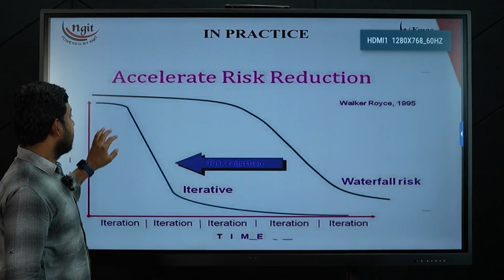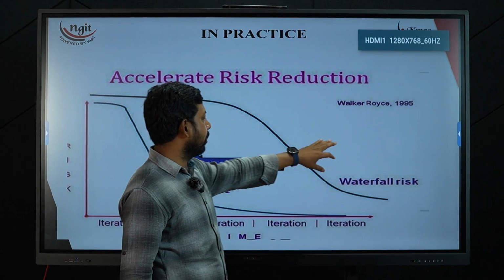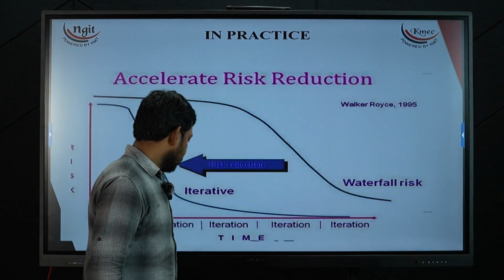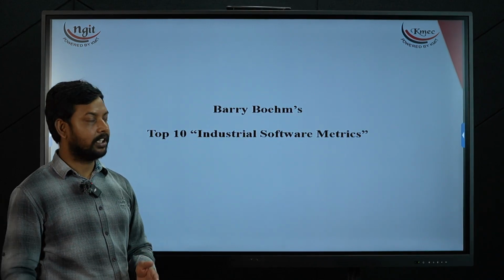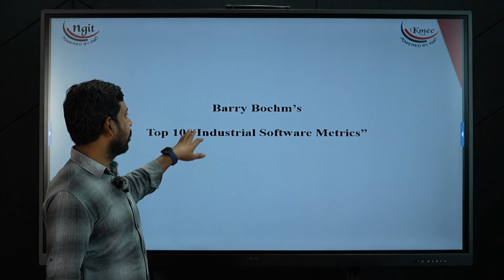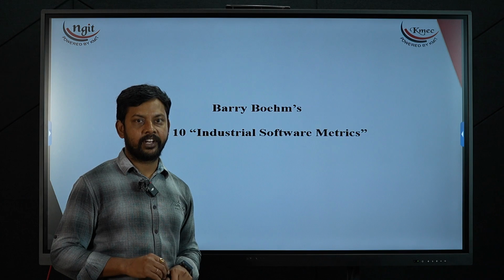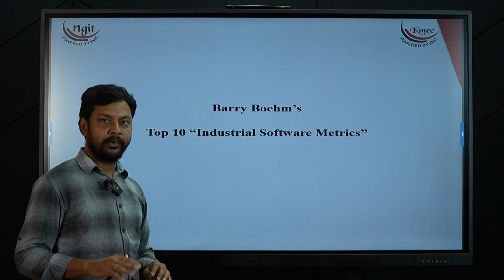In practice, the risk related to the iterative process is less when compared to the waterfall model, right? So this is all about risk estimation. And related to industry software metrics, Mr. Barry Boehm has given a set of 10 metrics. You can look at these metrics in your PDF.